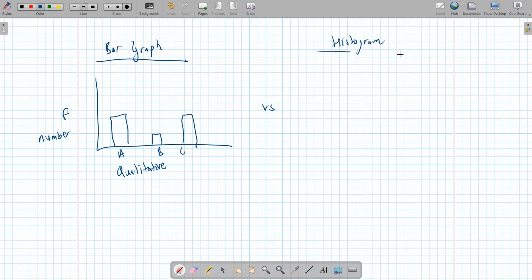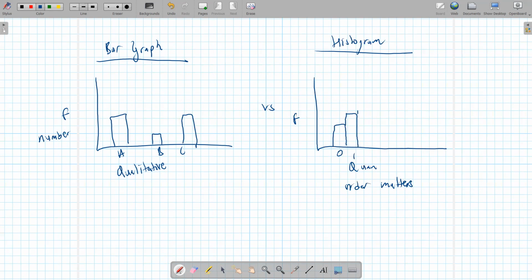Versus a histogram. What's the difference between a bar graph and a histogram? Both sides are quantitative. Yeah, exactly. Both sides are quantitative. And again, on the y-axis, you have frequency. On the x-axis, you're going to have some numbers. Now here, the order matters. In the bar graph, you could have written C first, B first, it doesn't matter. But here, the smallest number comes first. So let's say this is 0, and then the next number, 1, the next number, 2.